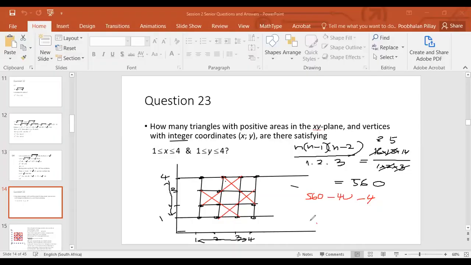So altogether you got 520 minus 4, so 516, and there are no more cases. Those are the only cases where you got 3 or more points lying on the same straight line. The answer is 516. And once again, it's not an easy problem at all. I got it wrong when I did it because I missed out quite a few of these lines here.